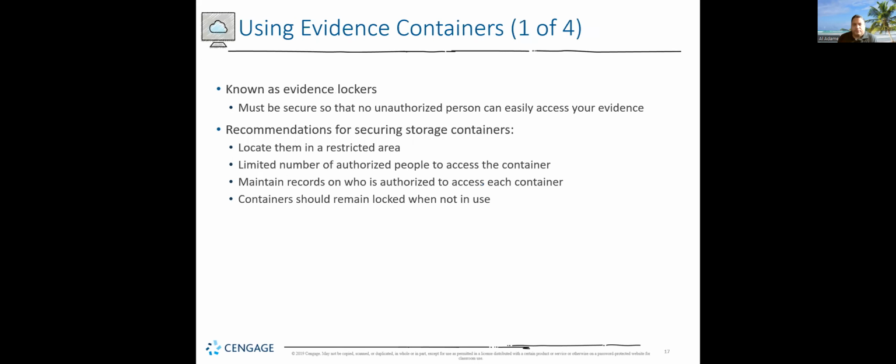So, evidence containers, known as evidence lockers, must be secure so that no unauthorized personnel can easily access the device.